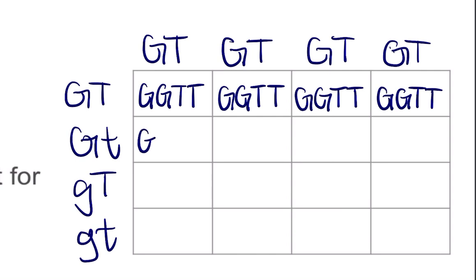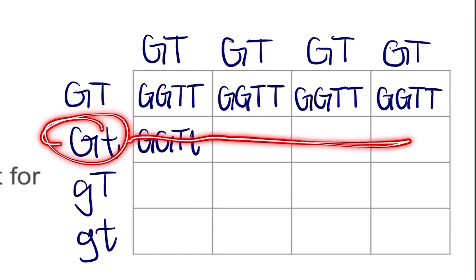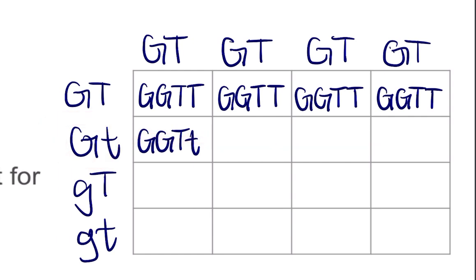It's gonna be big G still, but we've got a big T, little t. And that's gonna be the same all the way across because all of these are the same and we're just using this all the way across. So big G, big T, little t, big G, big T, little t.